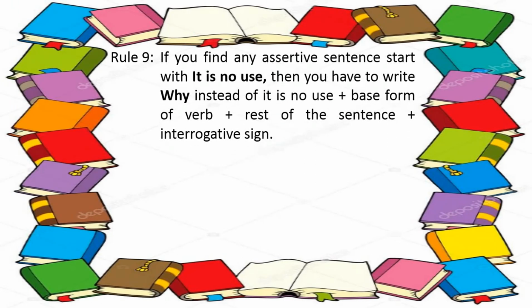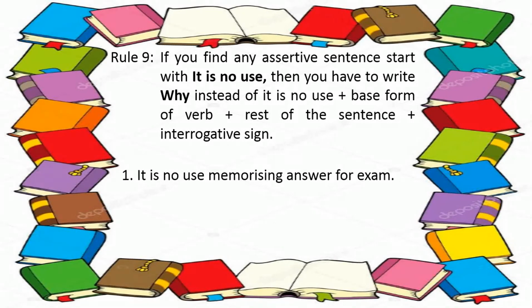Rule number 9. If you find any assertive sentence that starts with it is no use, just try to remember that, then you have to write why instead of that it is no use, plus the base form of the verb, plus the rest of the sentence, plus the interrogative sign. Let's have the example. It is no use memorizing answer for exam. So from the structure you can write why, then the base form of the verb memorize, plus the rest of the sentence, answer for exam, plus the interrogative sign. Why memorize answer for exam?